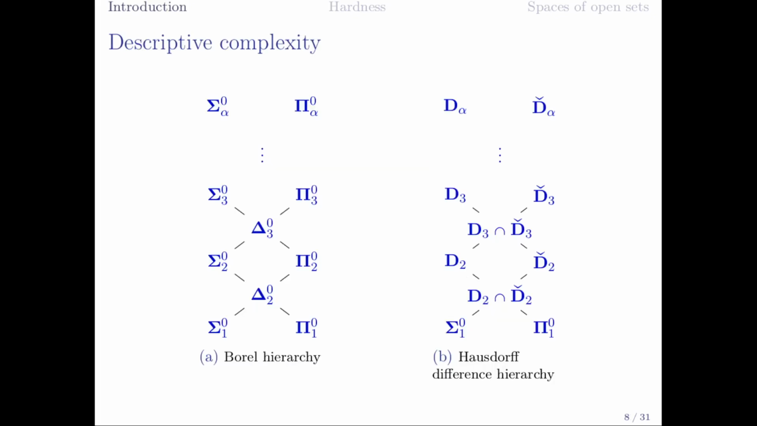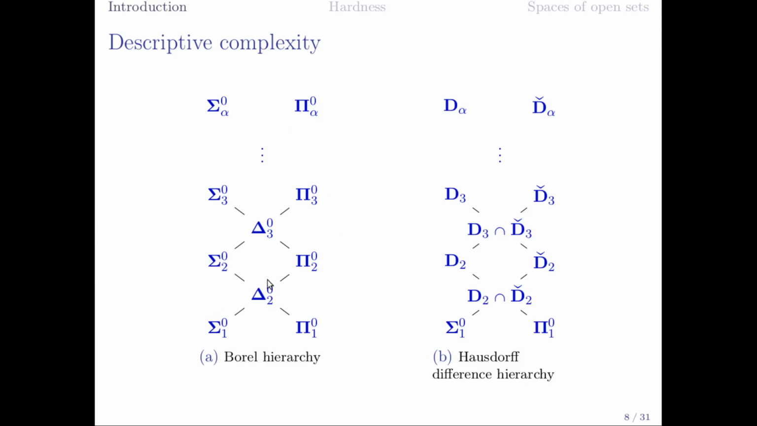So first, to be clear about what we mean by topological complexity, we use the usual hierarchies in descriptive set theory, which classifies sets according to their descriptions in terms of open sets. So in the Borel hierarchy, you have the open set, sigma 1, the closed set, pi 1. Sigma 2 is the countable unions of differences of open sets, and so on. You have all this hierarchy.